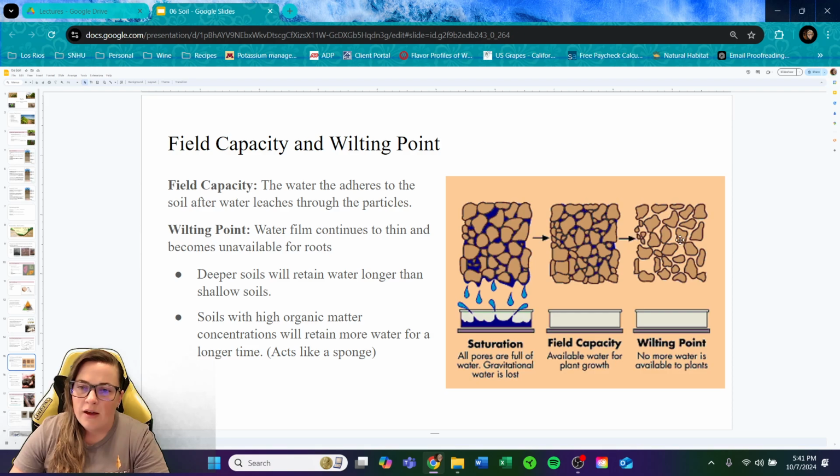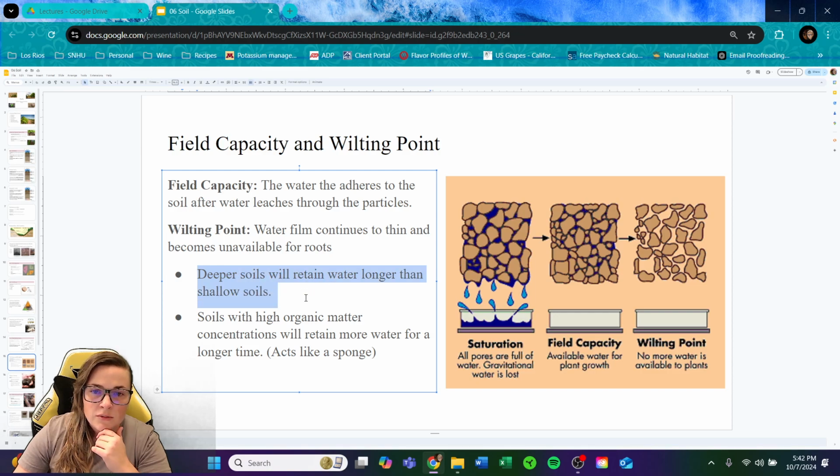Once all of that field capacity is used up, either through the plant, through evaporation, or some other force, there's zero water left in the pores of the soil, and that is the wilting point. No water is available, so the plant becomes stressed, and then it starts to wilt. So that is not a good time.